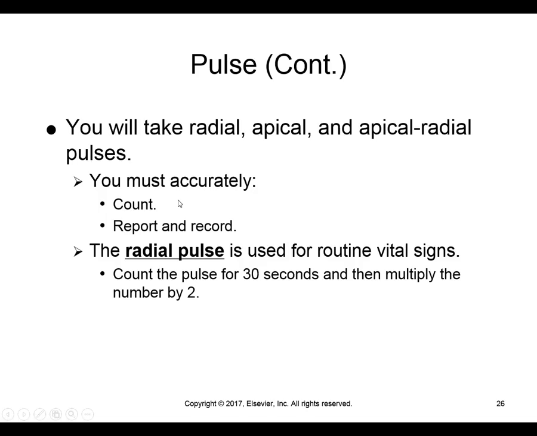The radial pulse is the most frequently used for vital signs. You count the pulse for 30 seconds and then multiply by 2. Some places will require you to count it for a minute. If the pulse is irregular, whether the facility requires it or not, you should count the pulse for a minute because 30 seconds may not be an accurate measurement. So you want to make sure you have everything on that slide.